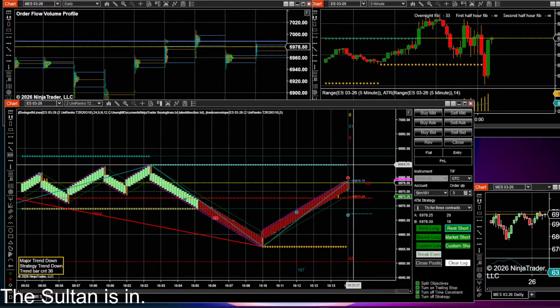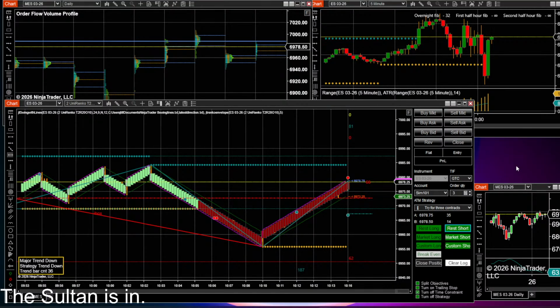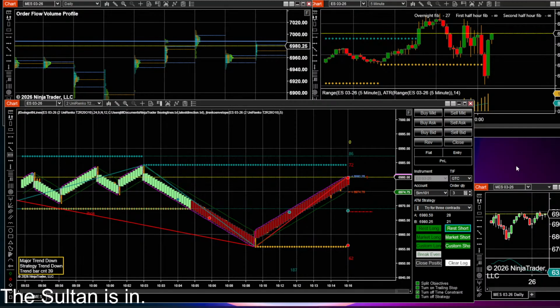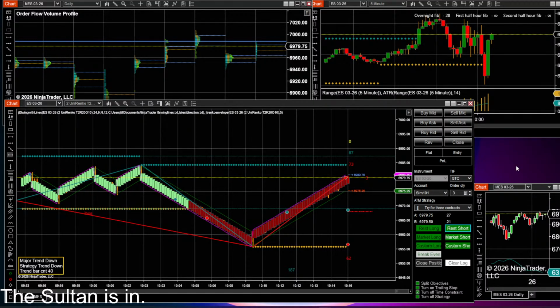If it goes through the resistance at about 84.50, that will be a break in structure to the upside for the strat, which would put us back in the lime green area. And I'm very cautious when I trade there.